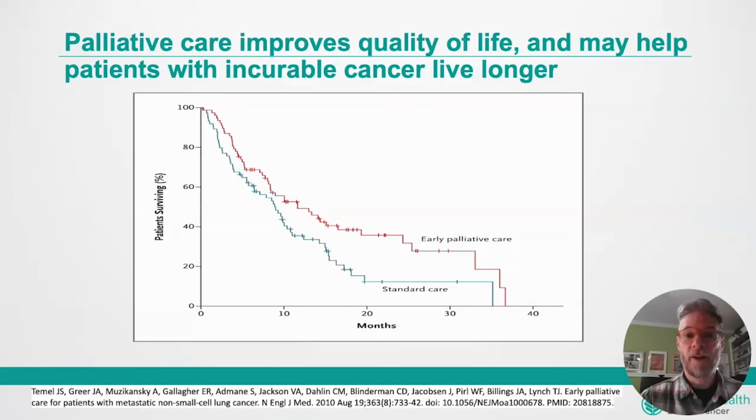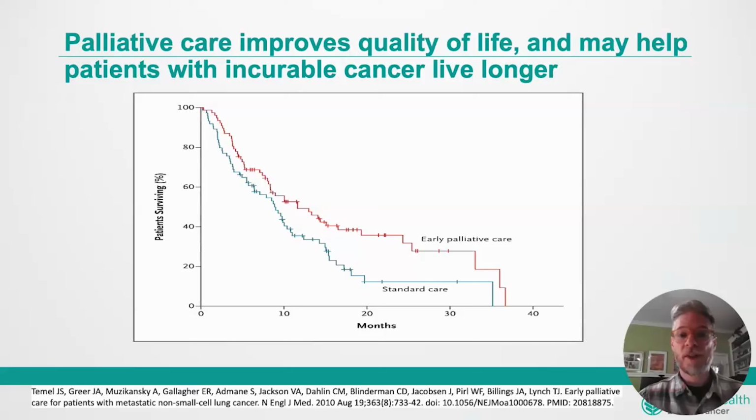This study got palliative care involved in the clinic setting within 12 weeks of metastatic lung cancer diagnosis, which is typically incurable. The patients in the arm of the study that received early palliative care received all the usual cancer treatments and chemotherapies that the control arm of the study received, which did not include early palliative care.